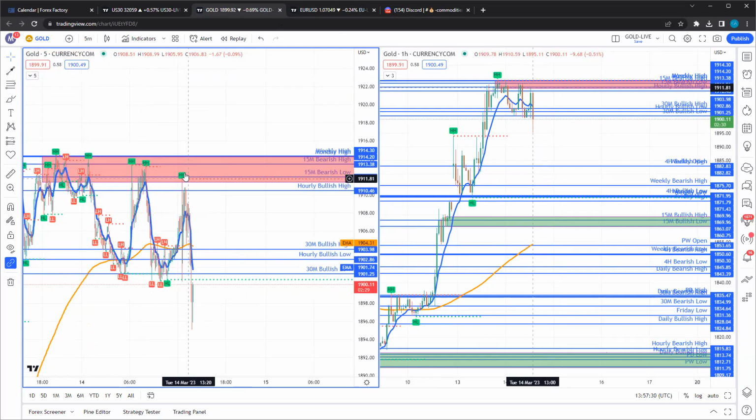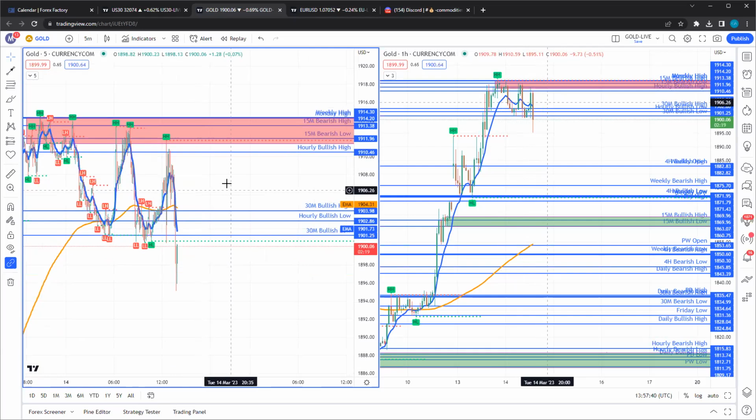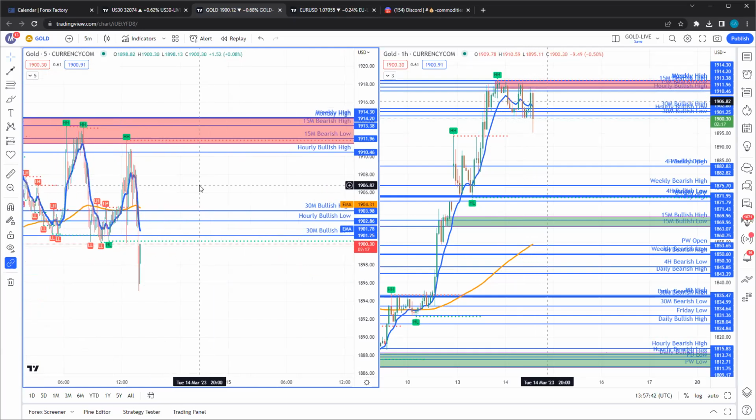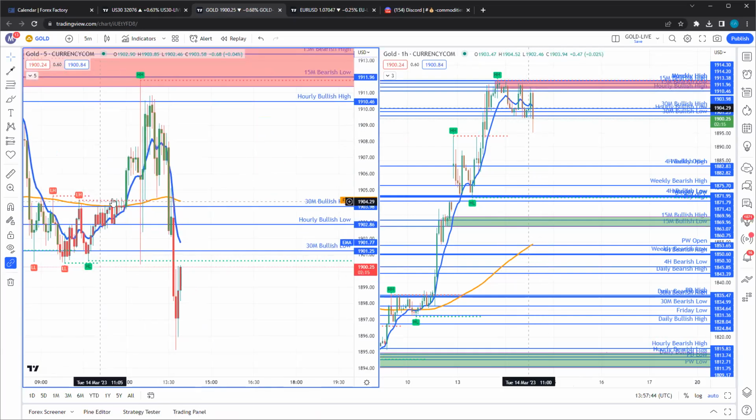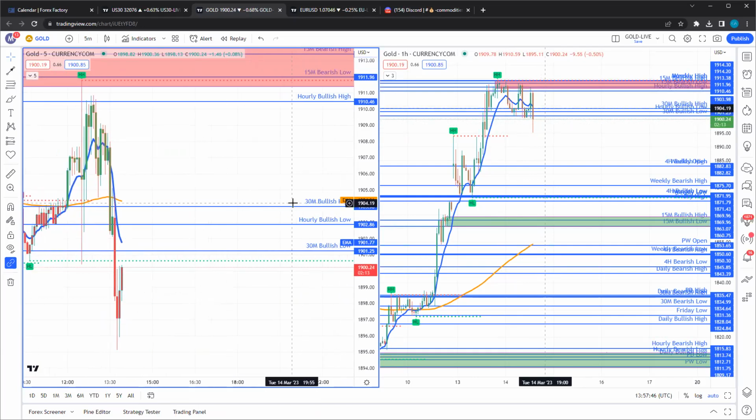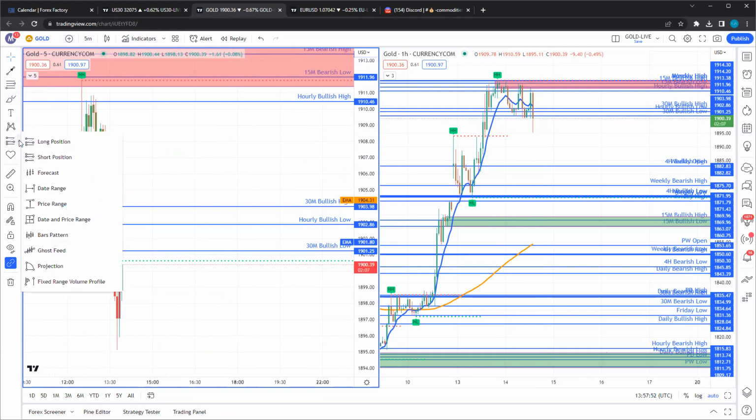For me, if gold comes back up here, I wouldn't be looking to sell gold, because we see the bottom, the middle, and the top of this supply zone has already been tested. So I wouldn't be looking to sell gold if it does come back up here. Again, we have a 30-minute bullish low and a 30-minute bullish high, so this might be an area to buy gold.